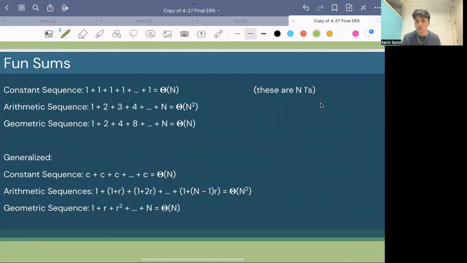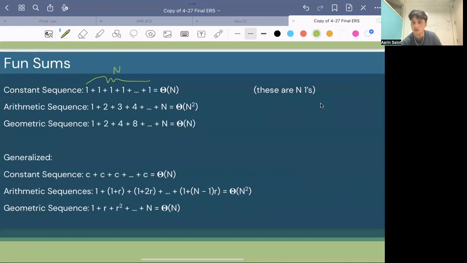For the constant sequence, we're just taking a bunch of constants and adding them up n times. So these are n 1s in this case, and when you take n 1s and add them up, that's just equal to n. For the arithmetic sequence, we're just going up sequentially by a constant. In this case, we're going up from 1 to 2 to 3 to 4, all the way up to n, and this is equal to n squared.